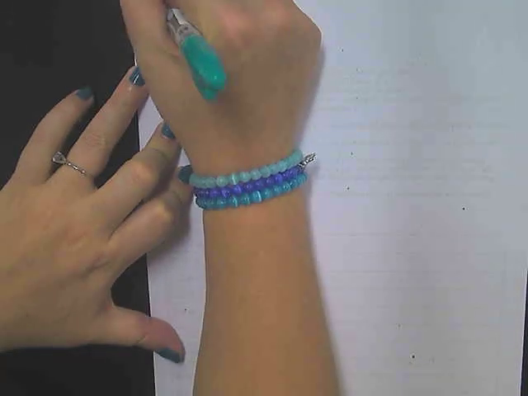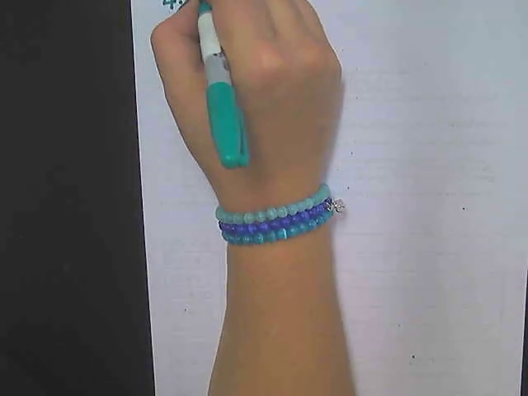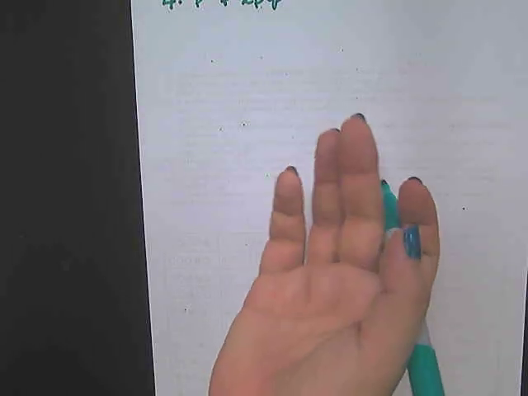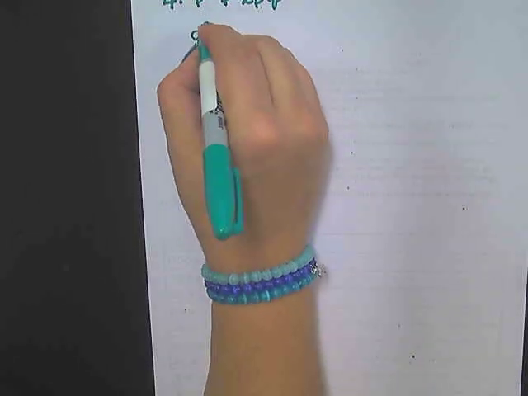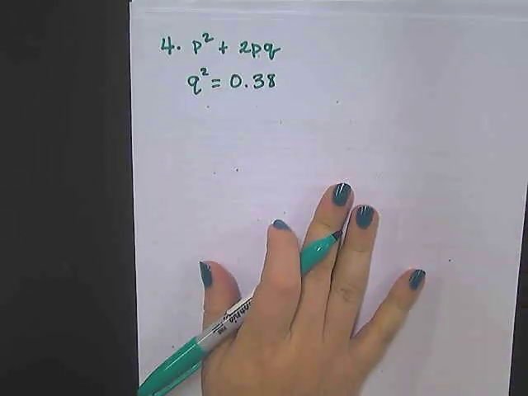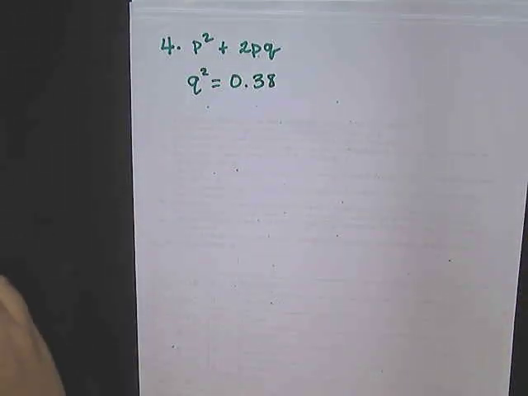All right, number 4. In a population that is in Hardy-Weinberg equilibrium, 38% of the individuals are homozygous recessive for a trait. In a population of 45,000, calculate the percentage of homozygous dominant individuals and heterozygous individuals. So they're basically asking me for p squared, and they're asking me for 2pq. So they give us that 38% are homozygous recessive, so q squared is equal to 0.38.